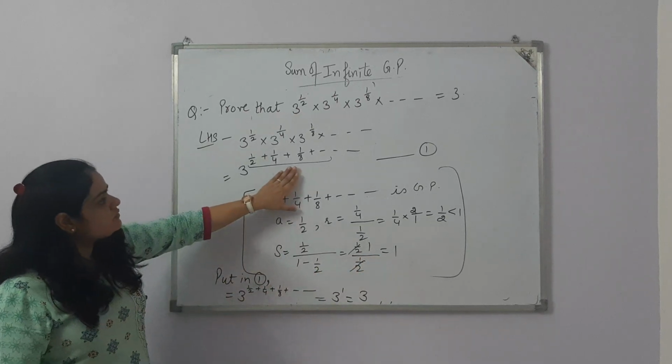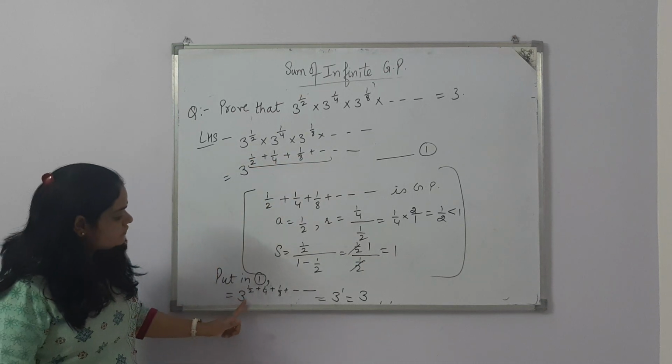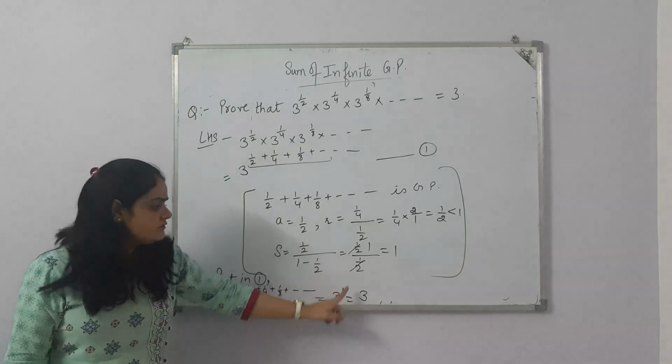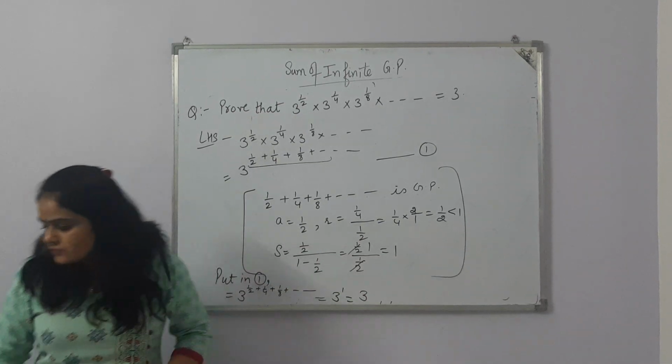So we'll have to substitute here because this is in power. The series is in power of 3. So 3 raised to power, instead of this series I can write 1. 3 raised to power 1 is nothing but 3. Hope the question is clear. Let's do one more question.